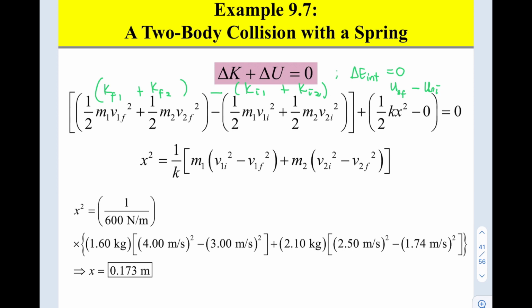So our interest is the compression of the spring, so X is our interest. Rearrange the equation so that X is the subject, then substitute the information given to us, all of them. Then you will get X is 0.173.